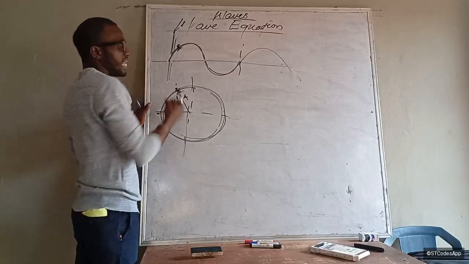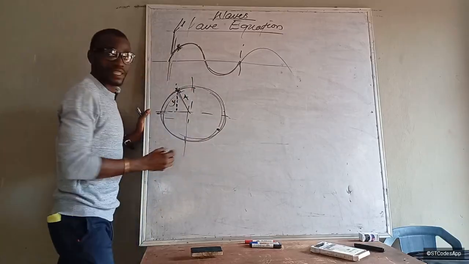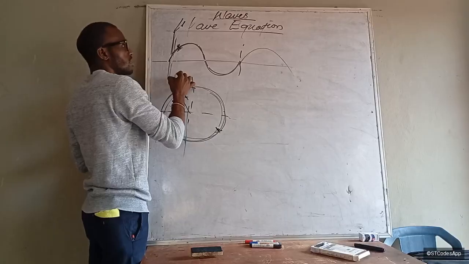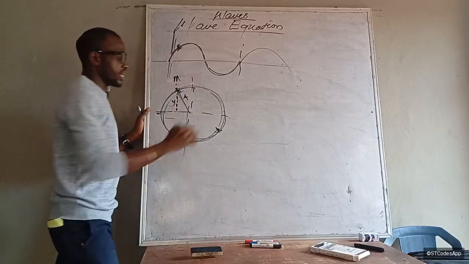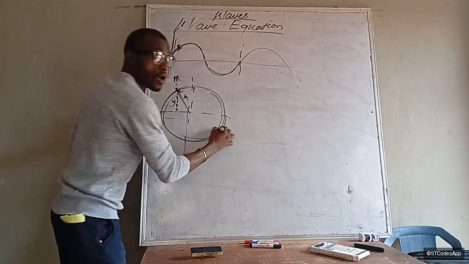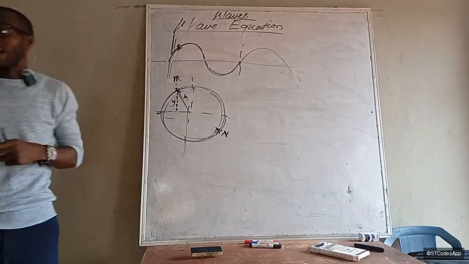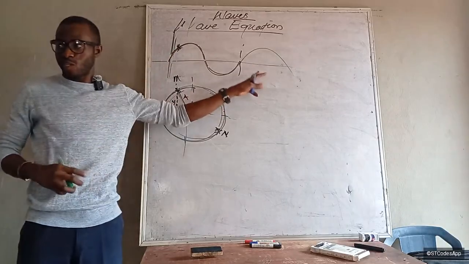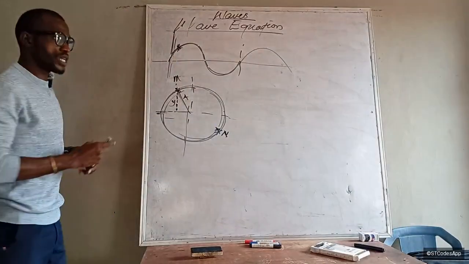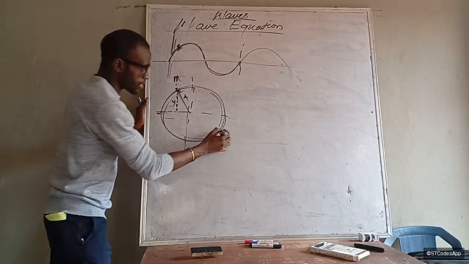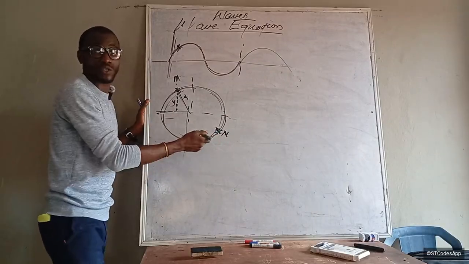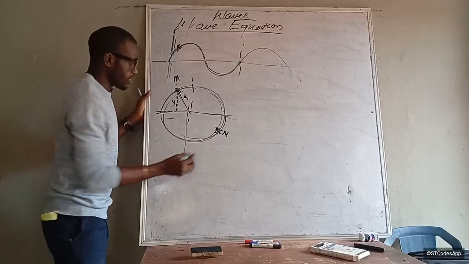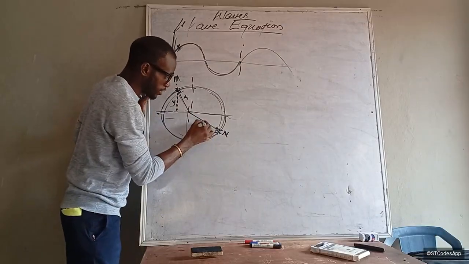Let me use another point. Let's say our particle went and got here. Let's call this particle M. This particle has gotten here. I want you to understand why we analyze this way. I don't want to just bring the equation when you don't know where it's coming from. So now our particle has gotten here. We want to know how far away from the equilibrium position it is, right? We know that it has an amplitude A, right?